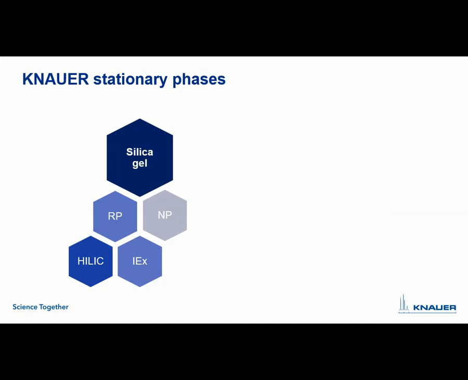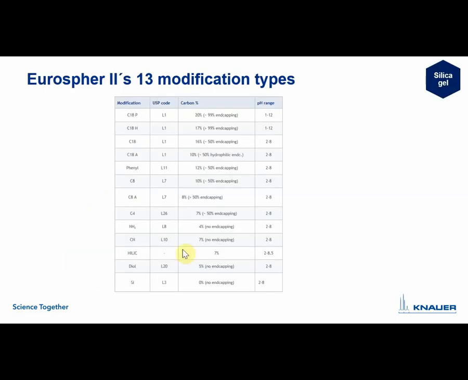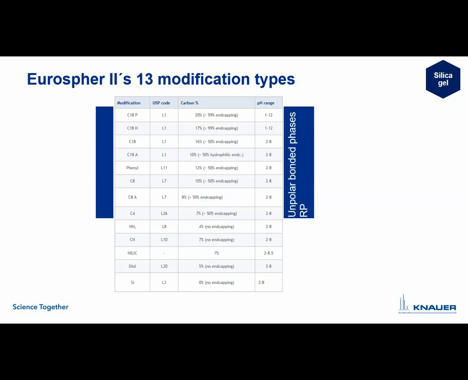So maybe you already watched another of our columns tutorials, and there we were already talking about silica gel based stationary phases. And here now we will also talk about this type of phase, and we will start with normal phase. Let's have a look again at our overview of the Eurosphere 2, which is KNAUER's most often used silica gel-based column family, and the modification types we can offer here. So you see we have different ones.